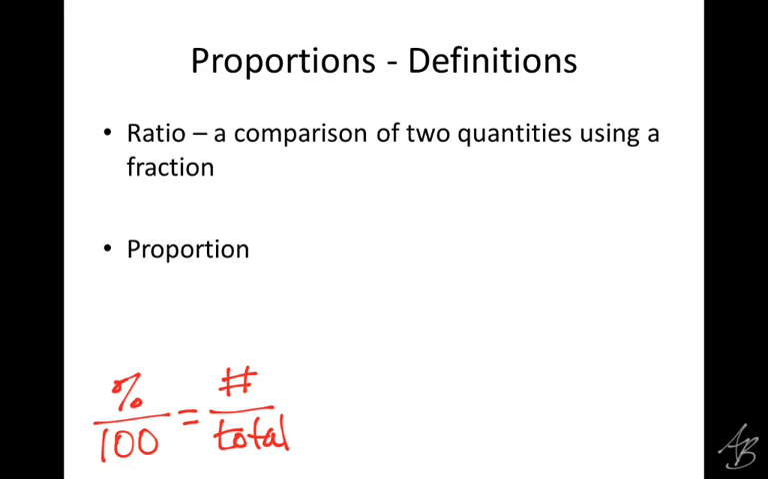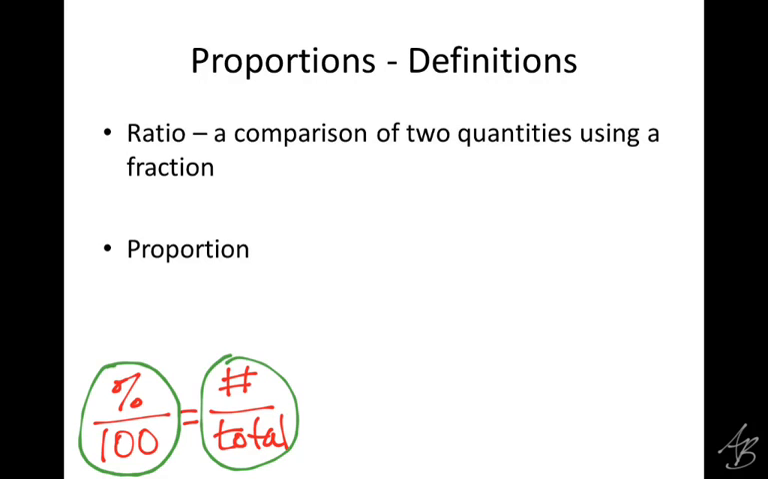And if we look carefully at this, if we look just at, say, this right here, the percent and the 100 are both numbers, right? And the number here and the total, this is how many of something there is, and this is the count of how many total of something there is. So what is this right here? We have 2 numbers that we're comparing using a fraction, so it's a ratio.